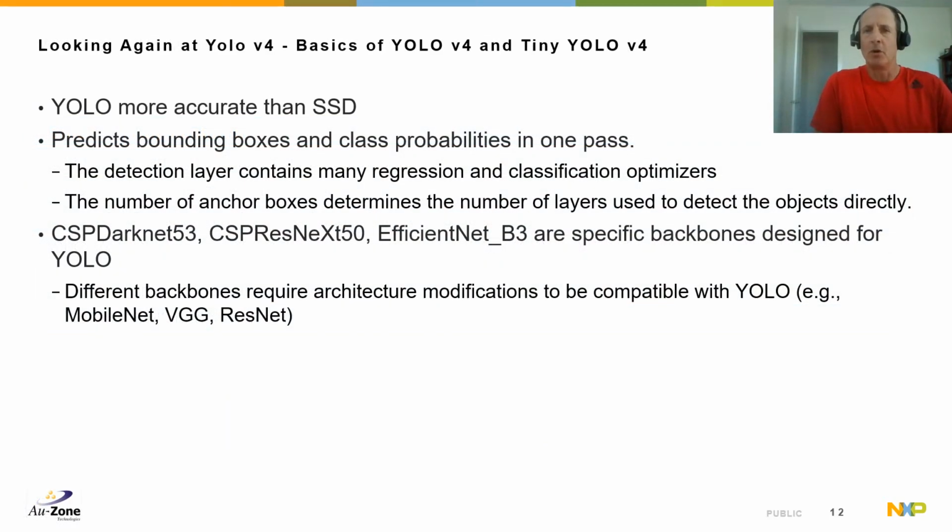Generally speaking, YOLO will deliver higher accuracy than SSD, but one of the issues is that YOLO is more or less married to specific backbones, such as CSP Darknet 53. So if you want to use MobileNet as your feature extractor or backbone, the YOLO model will require architectural modifications to link them together. Now, one good feature of YOLO is that the number of anchor boxes that you set as a hyperparameter will determine the number of layers used to detect objects.